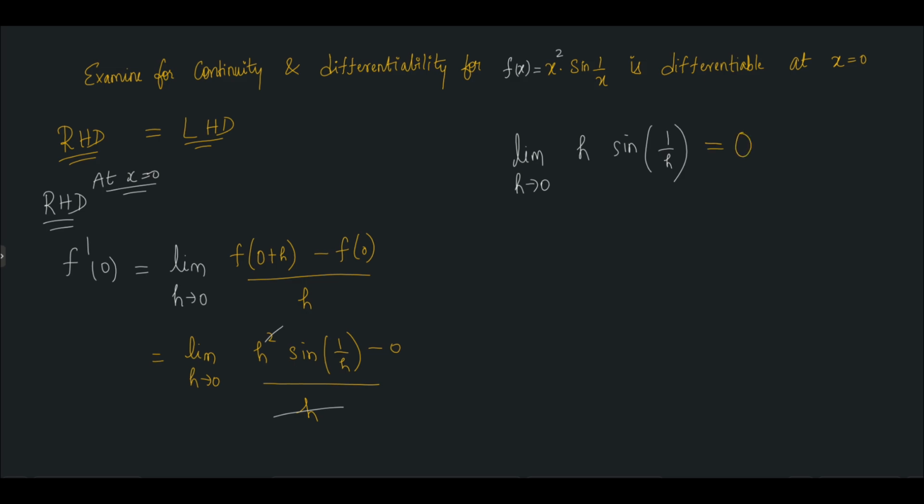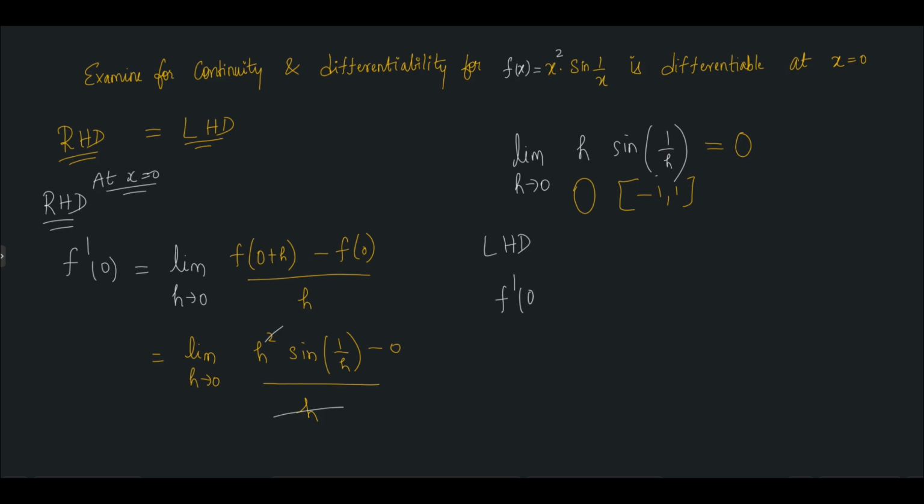You're going to get 0. 0 into a bounded value. See, this is going to be 0 and this is going to be a bounded value between 1 and minus 1. 0 into something is going to be 0. Is that clear? Now work out the same for left hand derivative.